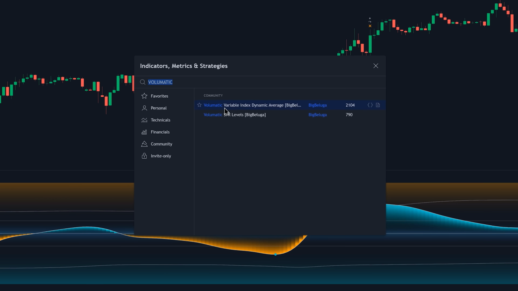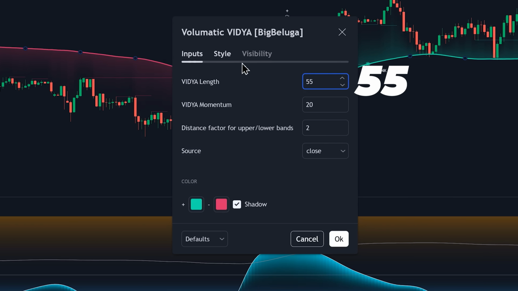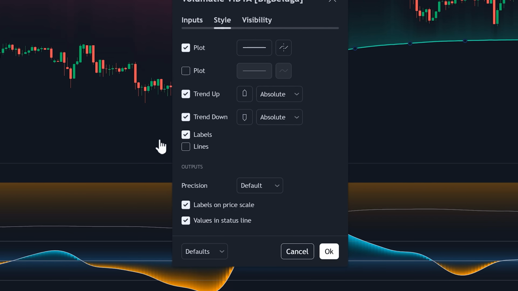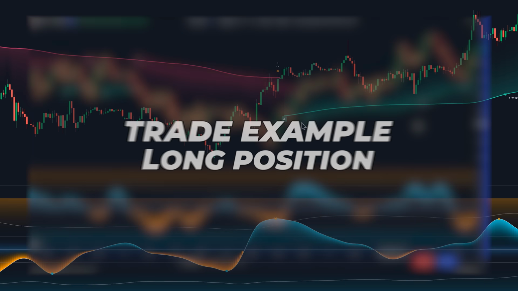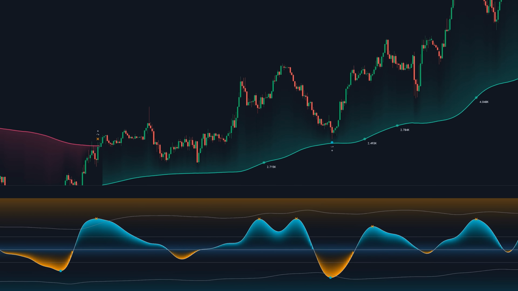Once you've added it, you want to double click on it and then change the VIDYA length to 55. On the Style tab, you want to disable the second plot option as well as the lines option. After that, click OK. Now, taking a long trade using this second strategy is gonna be as simple as this.